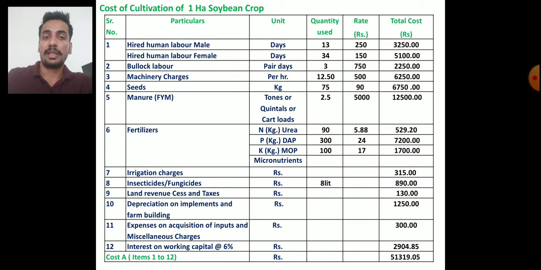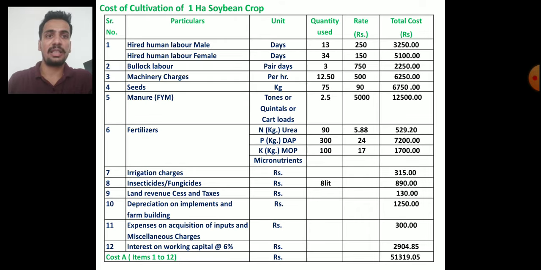Like bullock labor, machine charges also vary for different operations. Machine charges for plowing are different, mostly tractor. Machine charges for harvesting are different, and machine charges for threshing are different. Here we have to take the per hour machine charges. Approximately, on average, I have taken 500 rupees per hour. You can take it according to different operations also.